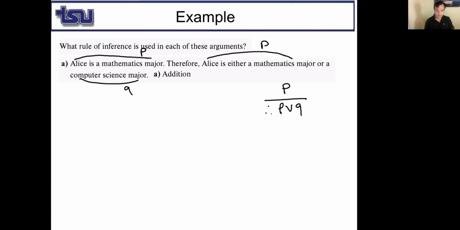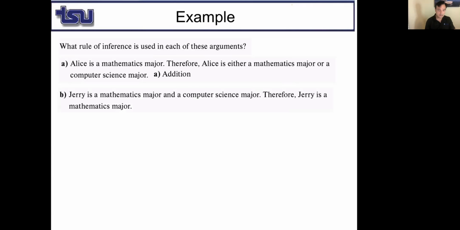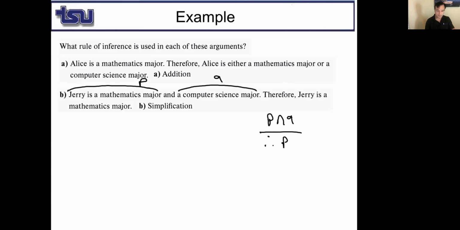Okay, so second one, Jerry is a mathematics major, this is P, and Jerry is a computer science major, that's a Q. Therefore, Jerry is a mathematics major. If P and Q is true, therefore P. This is simplification, right? Simplification. Okay.